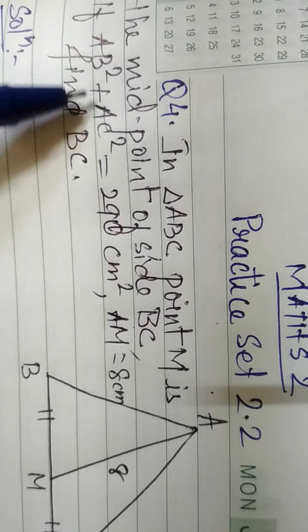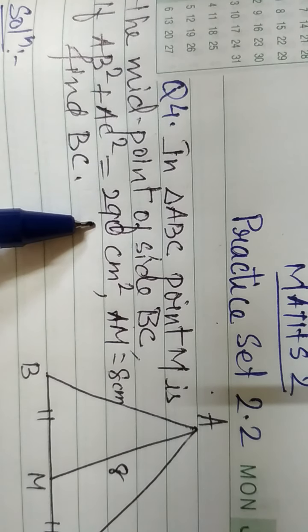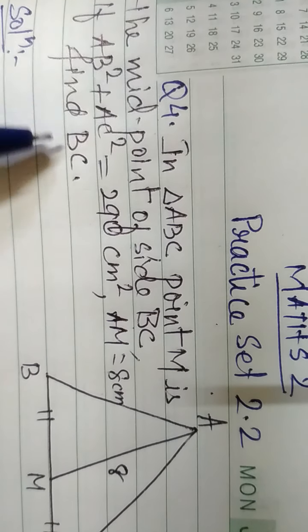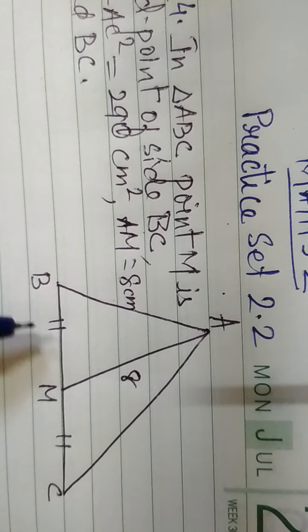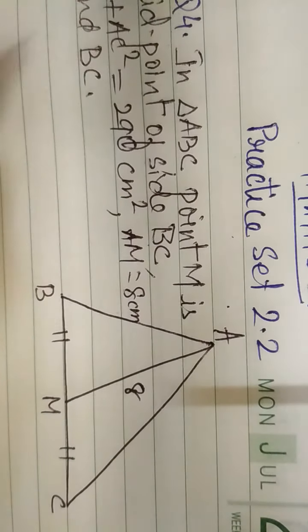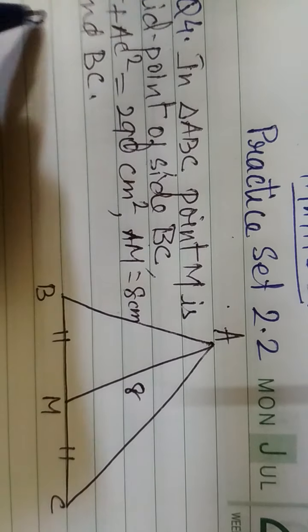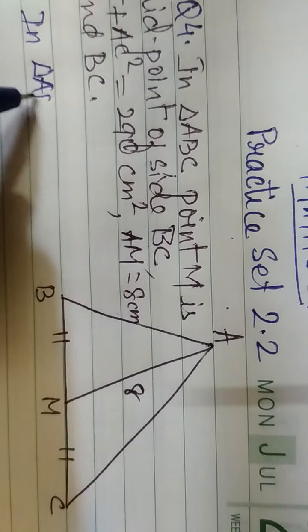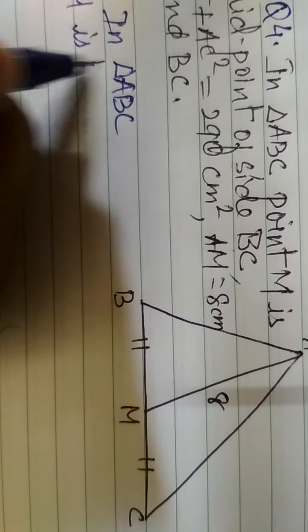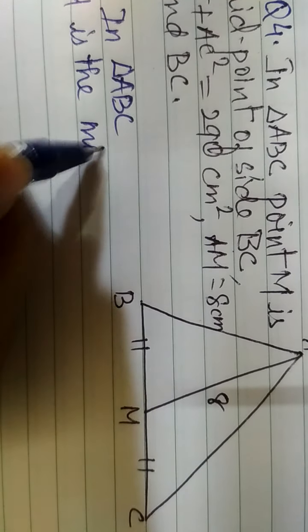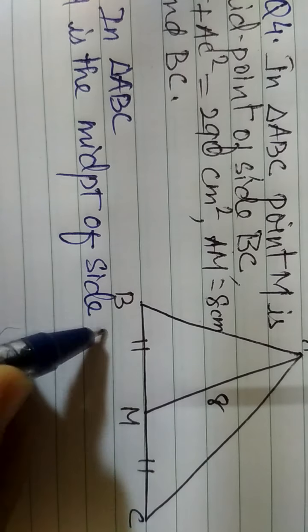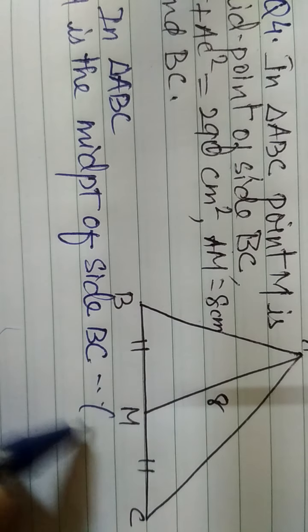If AB square plus AC square equals 290 centimeter square, AM equals 8 centimeter, we have to find BC. The diagram is already given in the textbook. So today we will start with the solution. Here in triangle ABC, what is given? M is the midpoint of side BC. That is given.